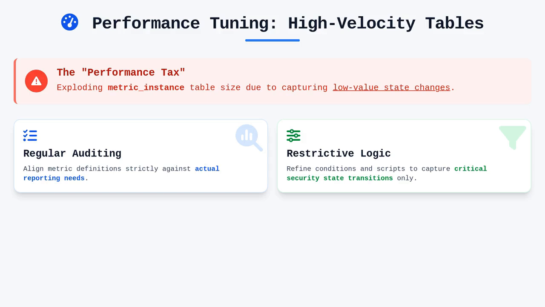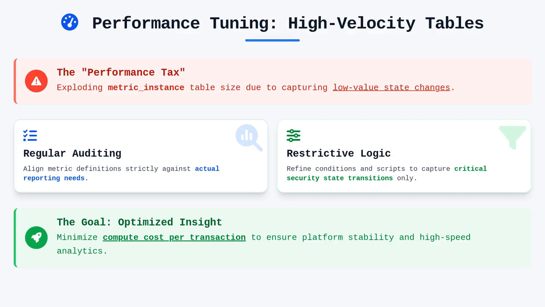Focus on refining the conditions and scripts to be as restrictive as possible, ensuring they only capture the state transitions that truly impact your ability to evaluate security operations. By following these principles, you ensure that your metrics remain a source of insight rather than a hidden performance tax on your platform infrastructure.